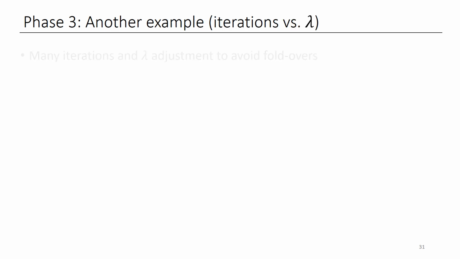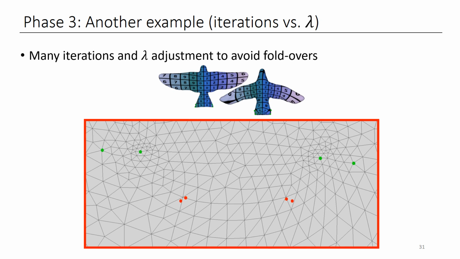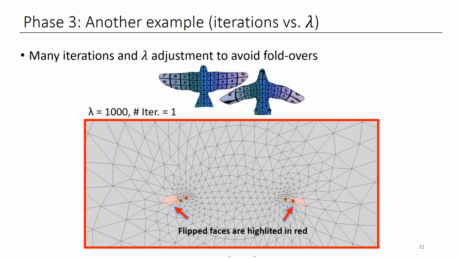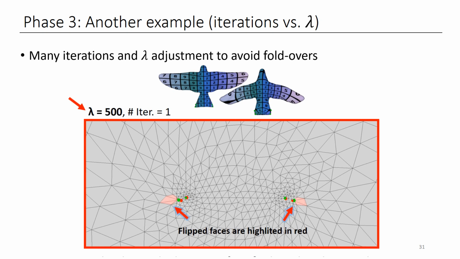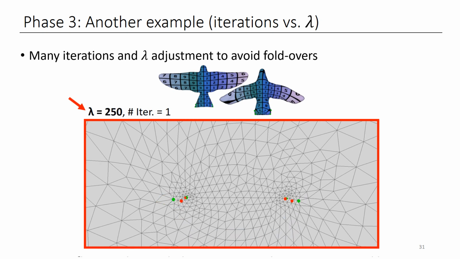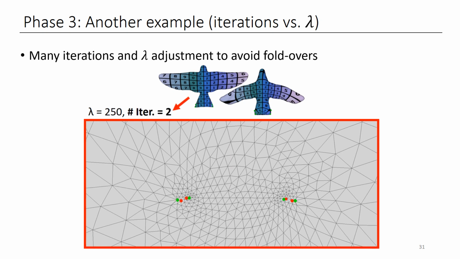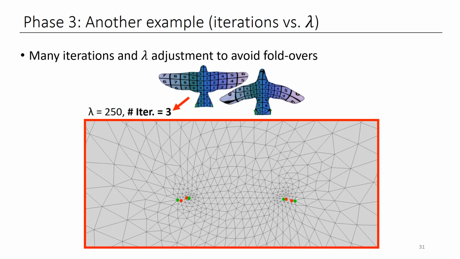Here is another example with many iterations to satisfy the constraints. Our approach adaptively decreases lambda to find a value that results in no flips. When no flips are detected, the iterations make progress toward lining up the landmarks.